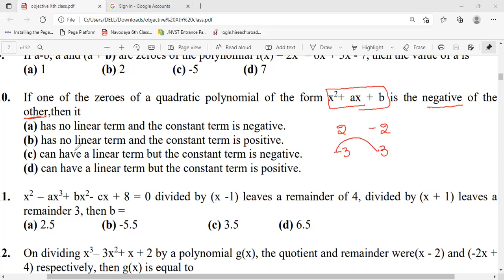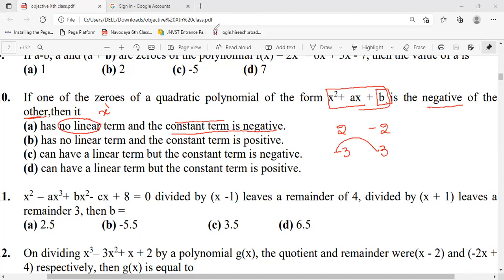Next, they're asking, the options are: has no linear term. Has no linear term means there is no x power 1 term, and the constant term is negative. Constant term is negative means this is the constant term. If a number doesn't have any x values, that is called the constant term.